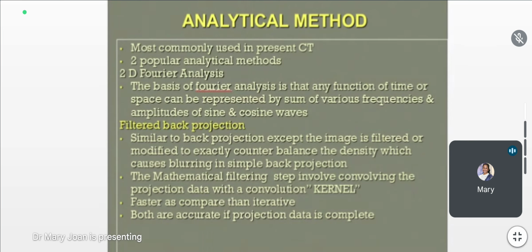Filtered back projection is similar to back projection, except the image is filtered or modified to exactly counterbalance the density which causes blurring in simple back projection. The mathematical filtering step involves convolving the projection data with a convolution kernel. It is faster compared with iterative reconstruction, and both are accurate if the projection data is complete.